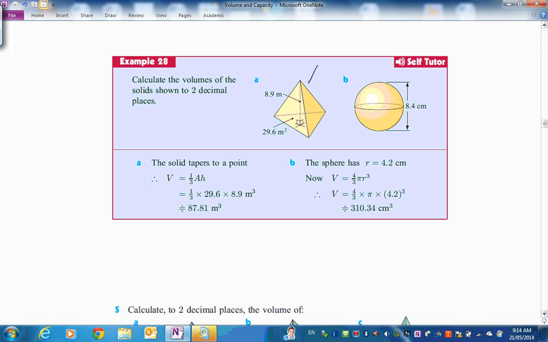So here is one that's tapered. So if this is a tapered solid, it tapers to a point, so it's a third the area of the base times the height. And the area of the base, they tell you. This time the height is in metres, just make sure of the units here. And the volume of the sphere has got its own formula, 4/3 pi r cubed. Make sure you use the radius. See here, that's the diameter of the sphere. The formula involves the radius.